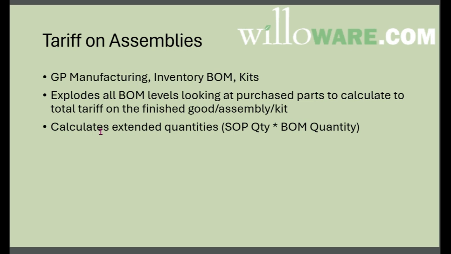The module can also calculate tariff on assemblies. So if you use the GP manufacturing bill of materials or the assembly bill of materials or kits, the module can look through the entire exploded bill of materials or the entire component list on a kit, calculate the amount of tariff on each item within the assembly, and roll that up to calculate a total amount of tariff due on the finished good.